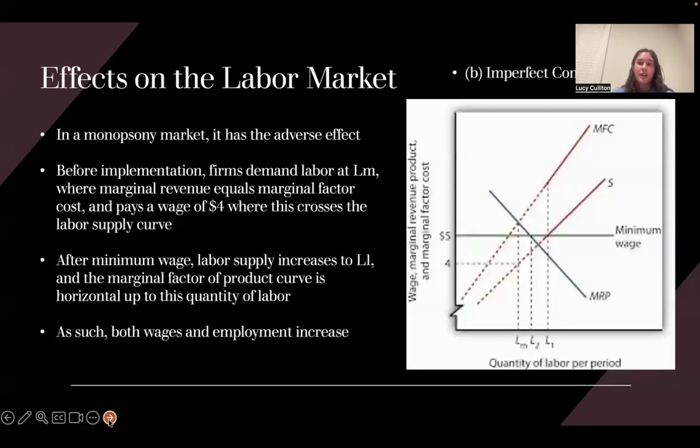Looking at its effects on the labor market in an imperfect competitive market, in this monopsony market, it has the adverse effect. So before implementation, firms demanded labor at LM, denoted on the graph, where marginal revenue equals marginal factor cost, and pays a wage of $4 in this example, where this crosses the labor supply curve. After minimum wage is implemented of $5 in this example, labor supply increases to L1 and the marginal factor cost curve is horizontal up until this quantity of labor. As such, in this situation, both wages and employment increase.